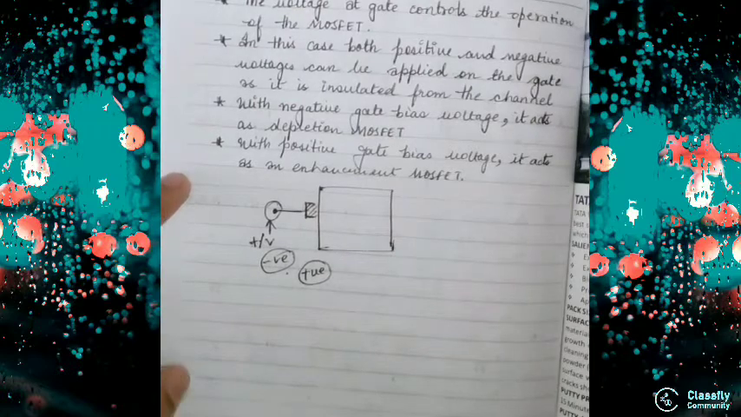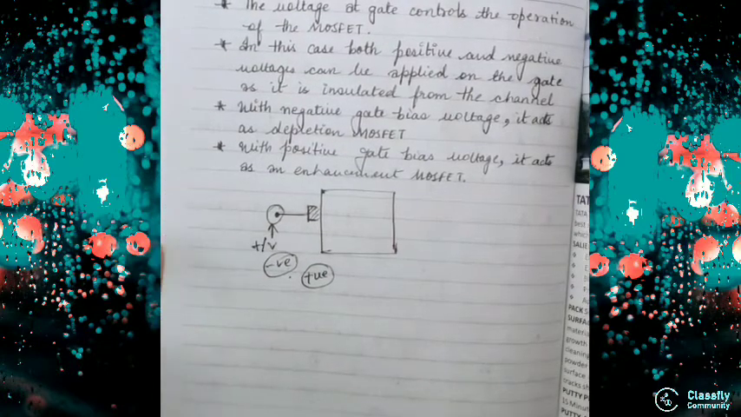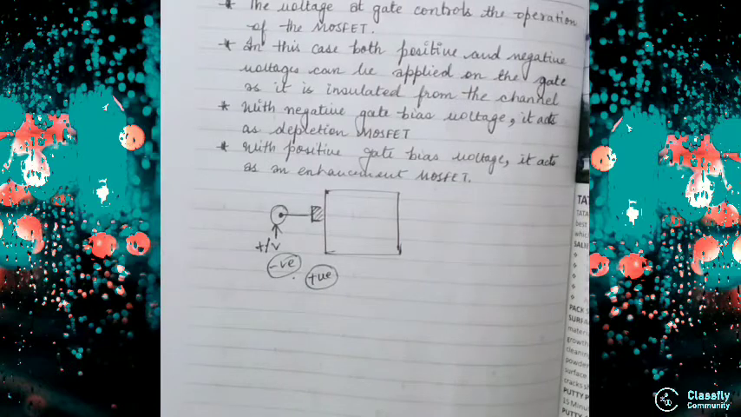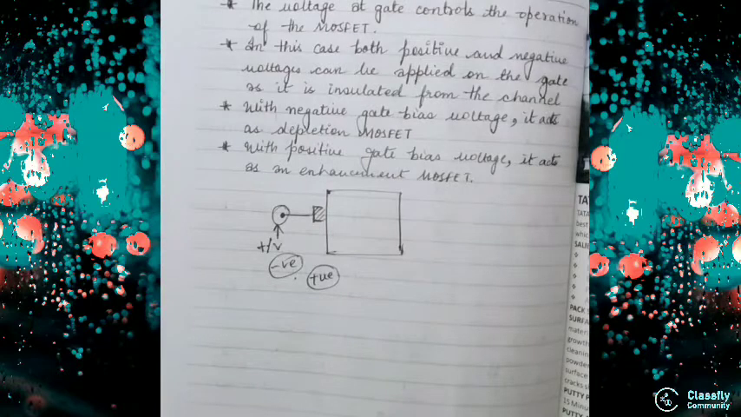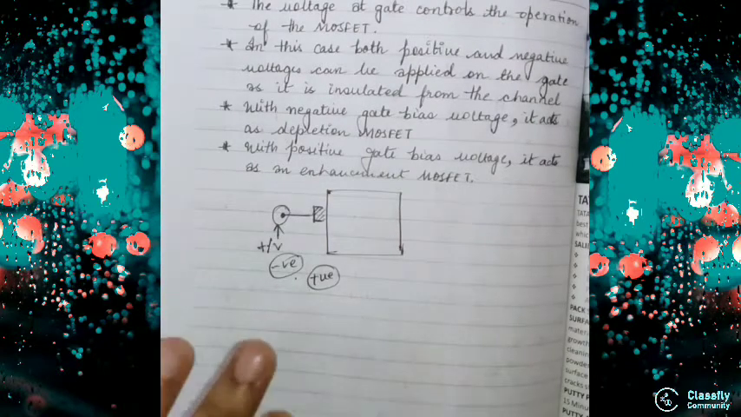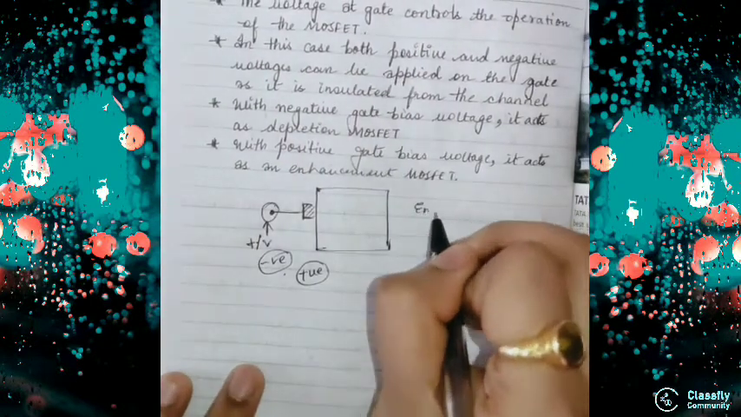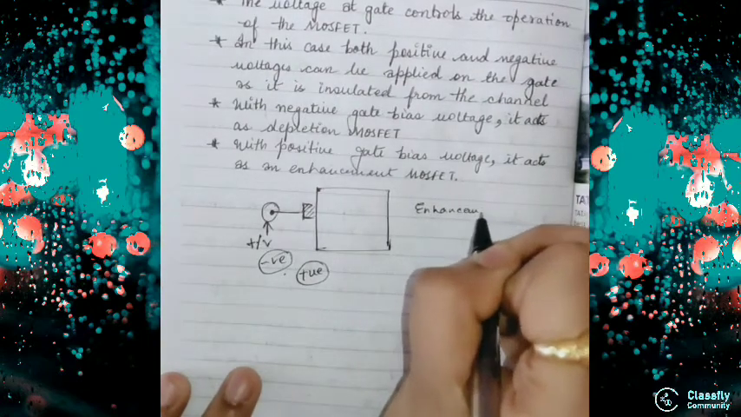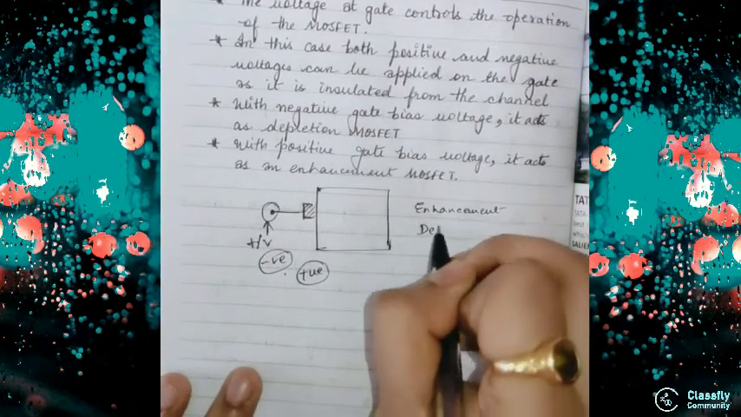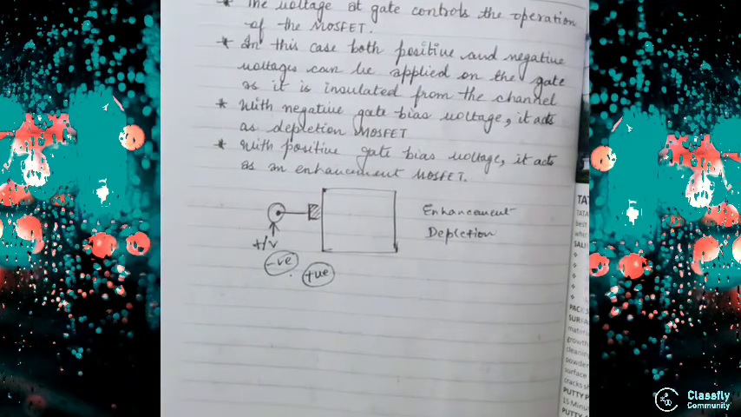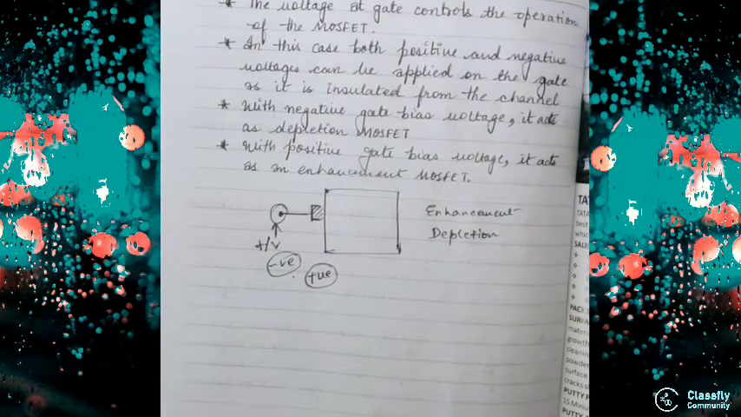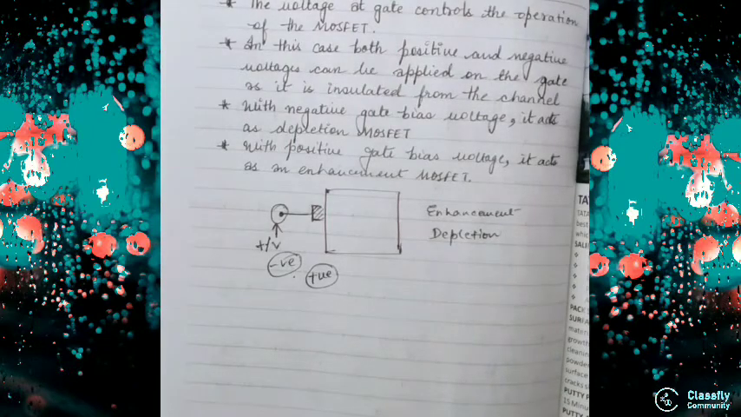So these are the basic ideas of what a MOSFET is. In the next lecture we will understand the characteristics. There are two types of characteristics, and then we will move on to the two types of MOSFET, one is enhancement and another is depletion, and there we will learn about their construction and working. I have divided it in parts so it becomes easier for you.